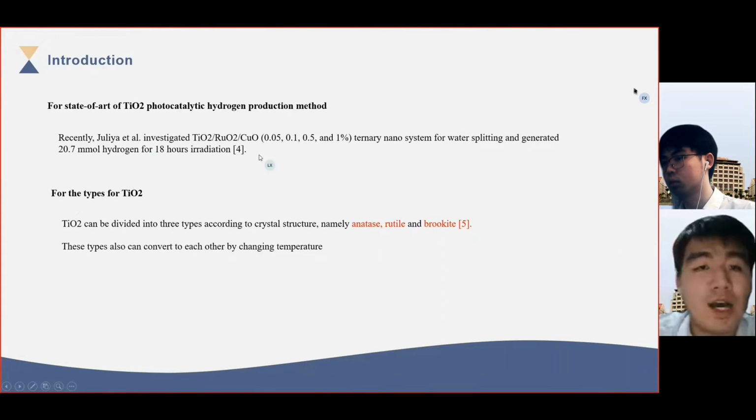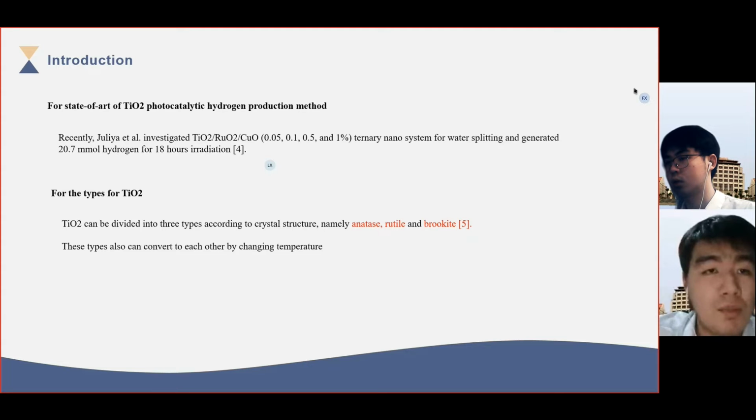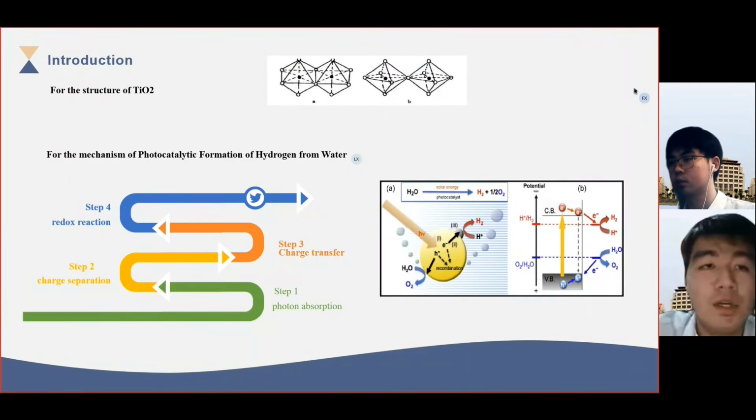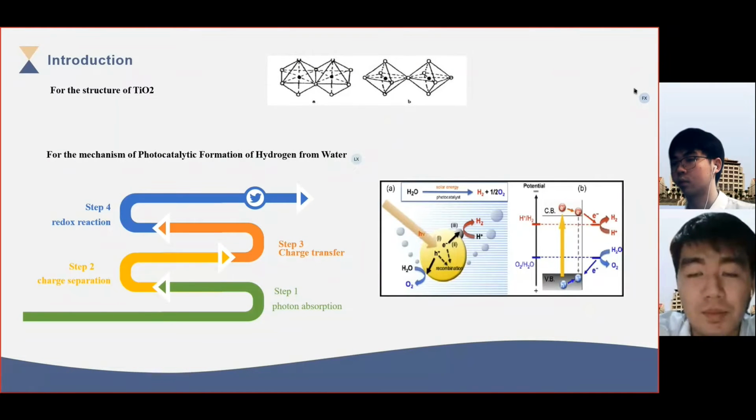Recently, Julie Jia and their teammates investigated a ternary nanosystem for water splitting and generated 20.7 millimole hydrogen over 18 hours of irradiation. For the types of titanium dioxide, there are usually three types. These types can also convert to each other by changing the temperature. And here is the structure of titanium dioxide.